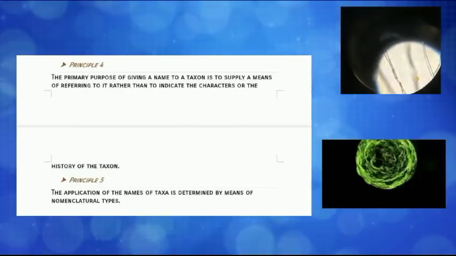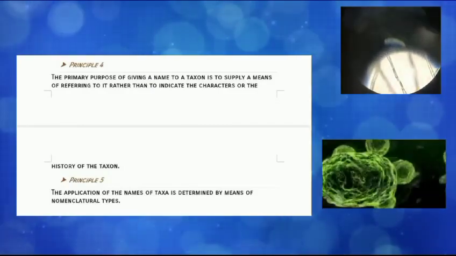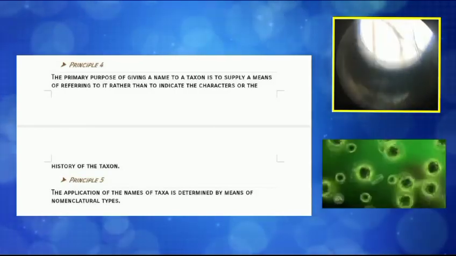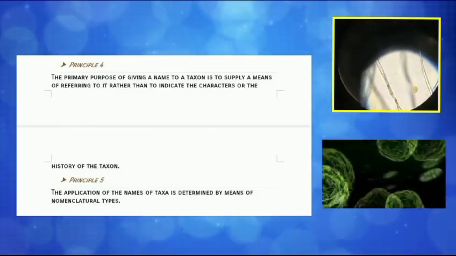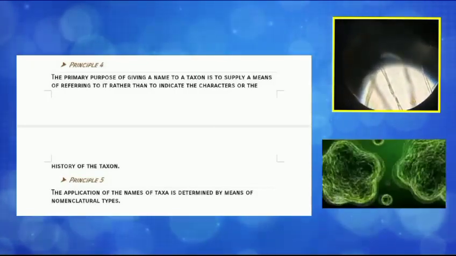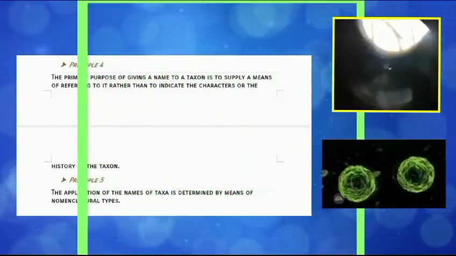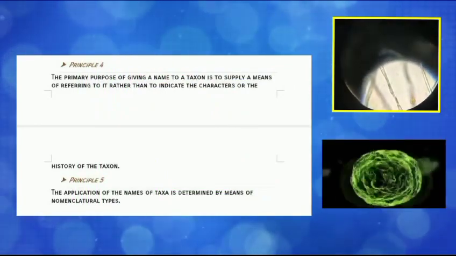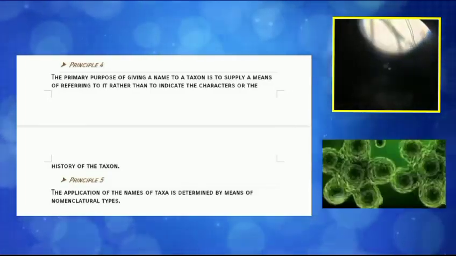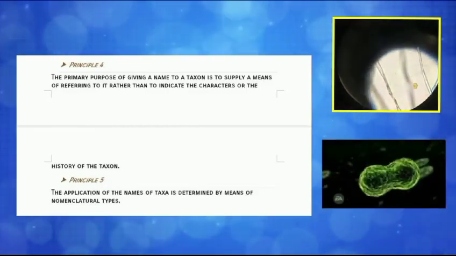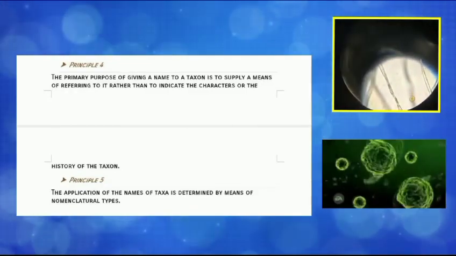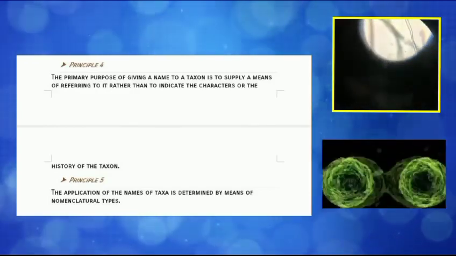Principle number 4. The primary purpose of giving a name to a taxon is to supply a means of referring to it rather than to indicate the characters or the history of the taxon. Principle number 5. The application of the names of taxa is determined by means of nomenclature types.